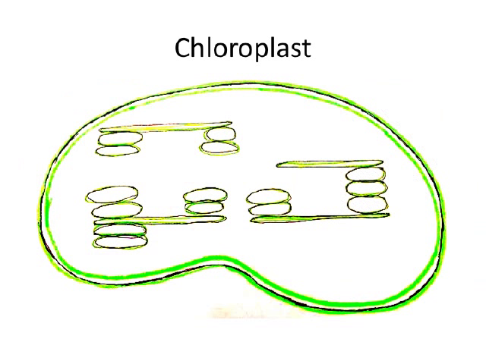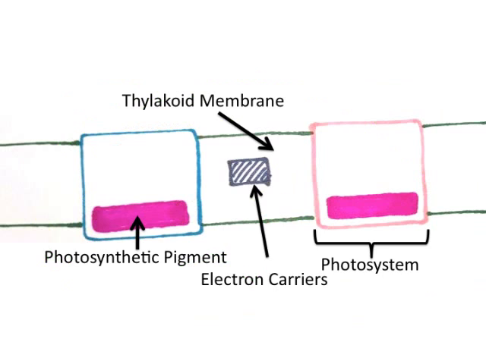Photosynthesis occurs here. The light energy is absorbed by photosynthetic pigments found in the thylakoid membrane. Photosynthetic pigments are colored substances that absorb the light energy needed for photosynthesis. Thylakoids are fluid-filled sacs. The photosynthetic pigments are attached to a protein. The two combined are called a photosystem.